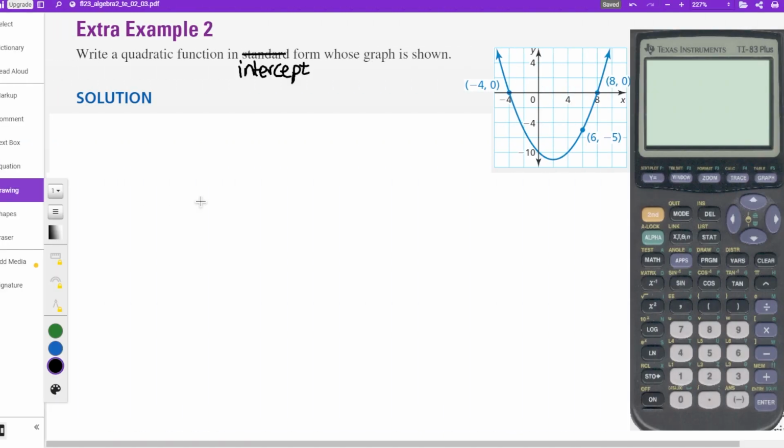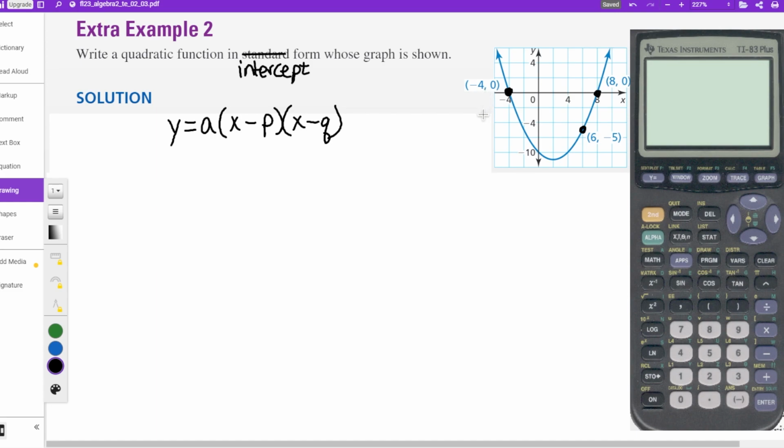This next example says write a quadratic function in intercept form whose graph is shown. Here I know one point is -4, 0, another point 6, -5, and a third point 8, 0. And something special about this graph is we are given the x-intercepts of the parabola, and because we're given the intercepts, we can write the equation in intercept form. That'll be y equals a times x minus p times x minus q, where p and q are the x-intercepts.